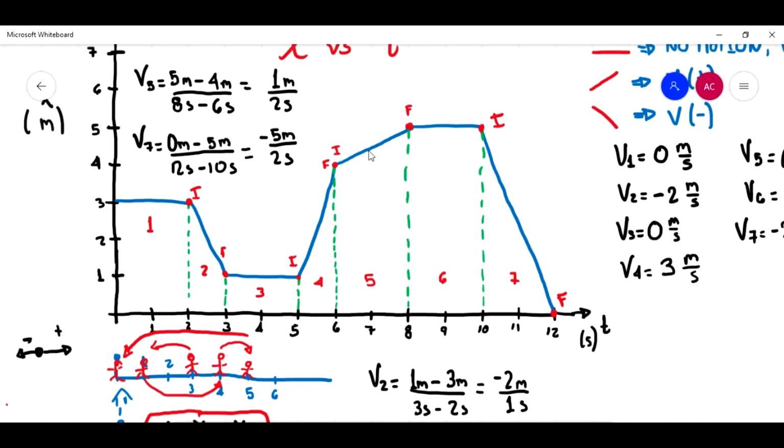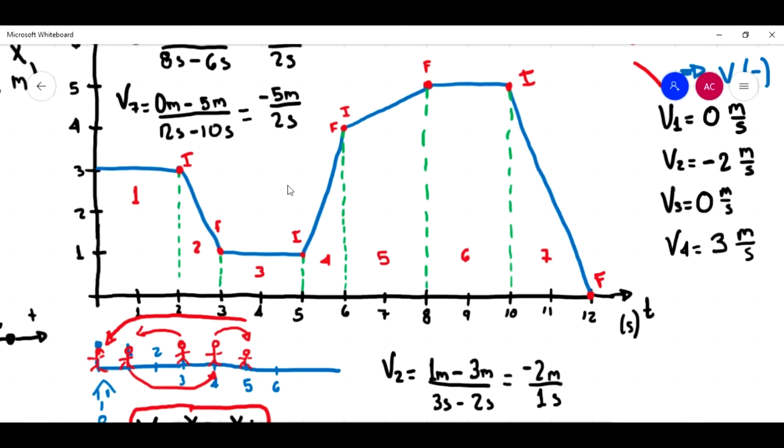And this is the first graph, position versus time. The most important thing about this is that you identify that a horizontal line means that there is no motion, means that there is no velocity. Velocity in this case is negative, in this case the velocity is positive.